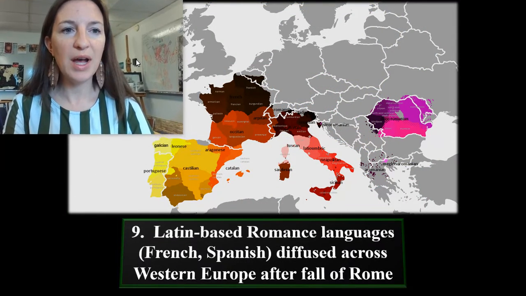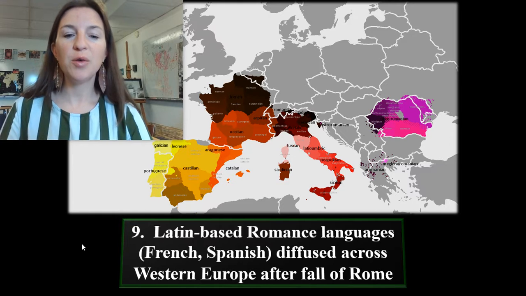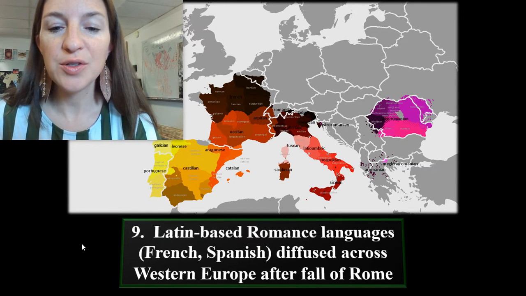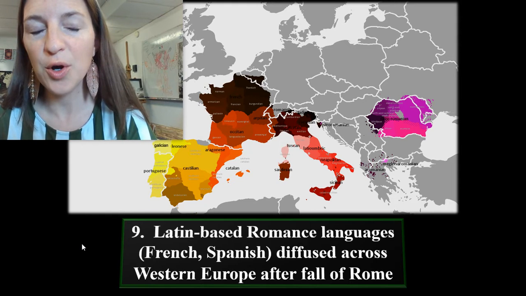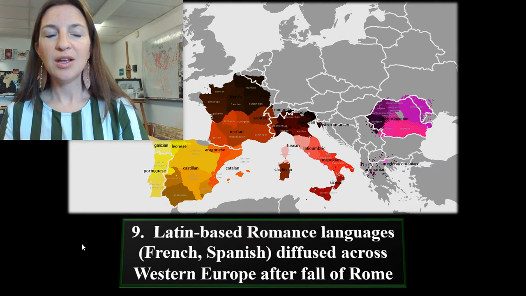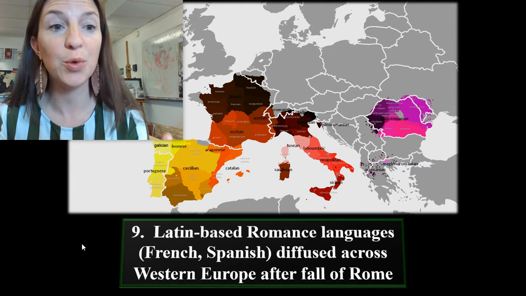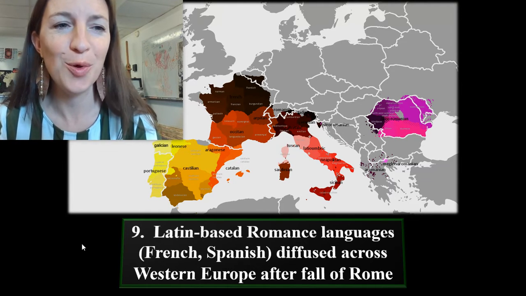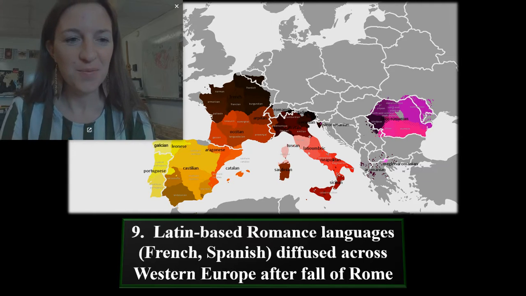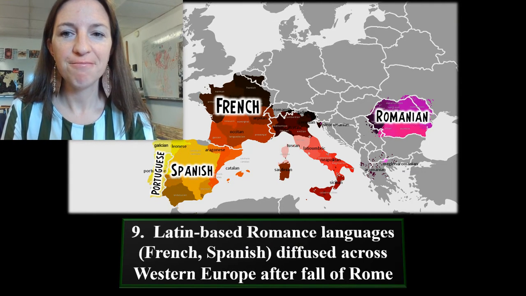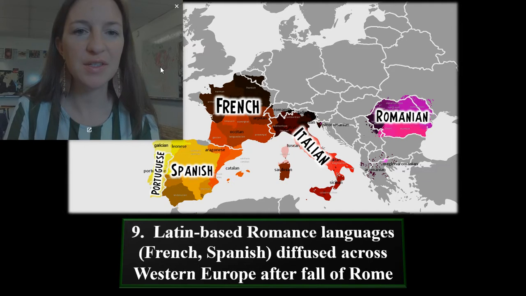And in the West, Latin-based Romance languages, including French, Spanish, diffused across Western Europe after the fall of Rome. So one of Rome's influences is the Roman Latin-based languages, also called the Romance languages, but more having to do with Romance. All those influences there.